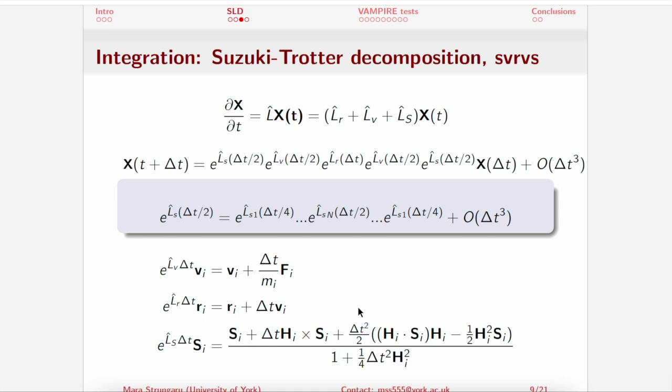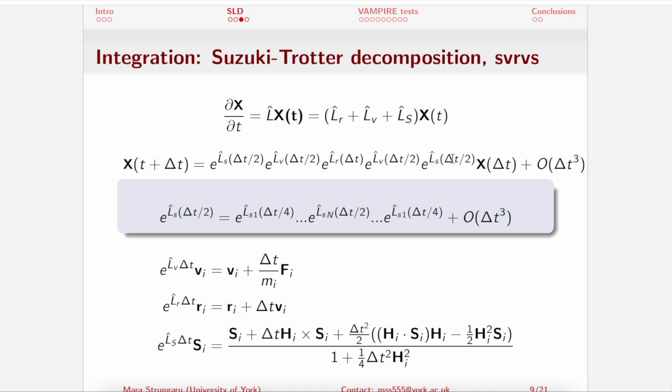This is a symplectic integrator. It's very stable, very accurate. It conserves energy and can deal with non-commuting operators. So we need to update the position, velocity, and the spins, and these depend on each other. So what we do, we decompose the system into separate updates, and we use this scheme where we update first the spin, then the velocity, then the position, velocity, and spin again.